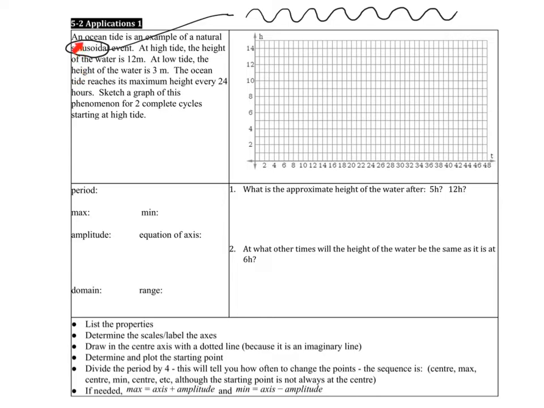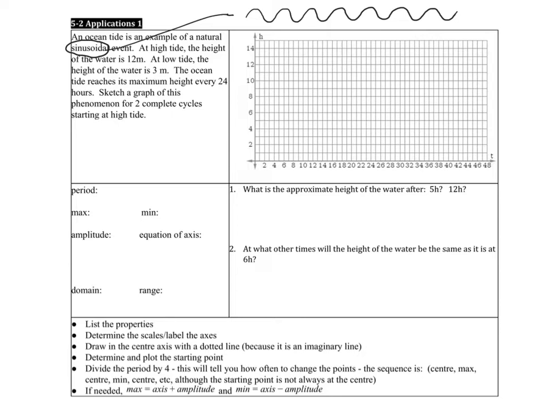So in this example, an ocean tide is an example of a natural sinusoidal event. So the tide comes in, the water level goes up, the tide goes out, the water level goes down. The tide comes in, the water level goes up, the tide goes out, the water level goes down. At high tide, the height of the water is 12, so that's 12. At low tide, the height of the water is 3, so down here is 3. The ocean tide reaches its maximum height every 24 hours. And we're going to sketch a graph of this phenomenon for 2 complete cycles starting at high tide.